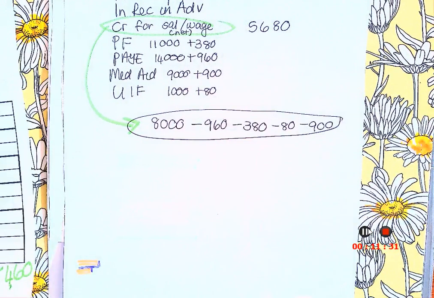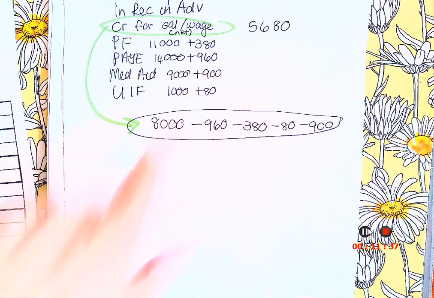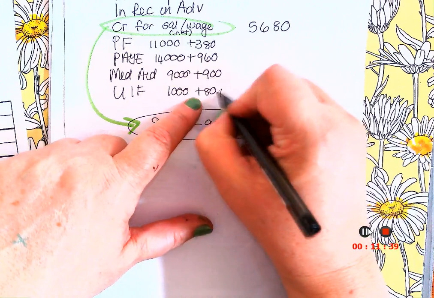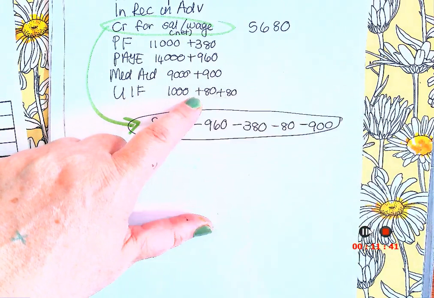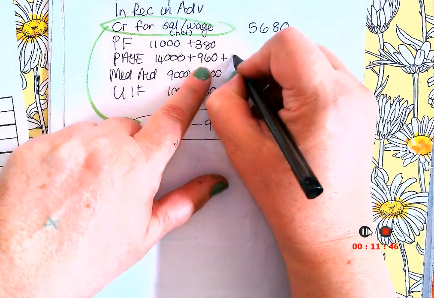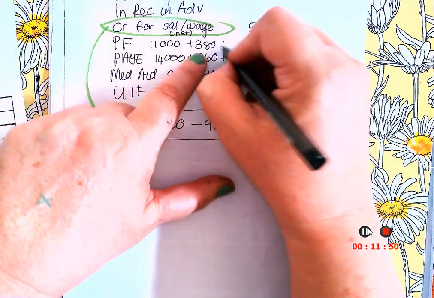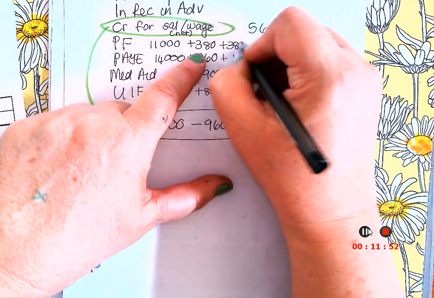Okay. But what do we know? We also had contributions. So we owe UIF another 80 rand out of the employer's pocket. And we owe payee another 960. And pension another 380.